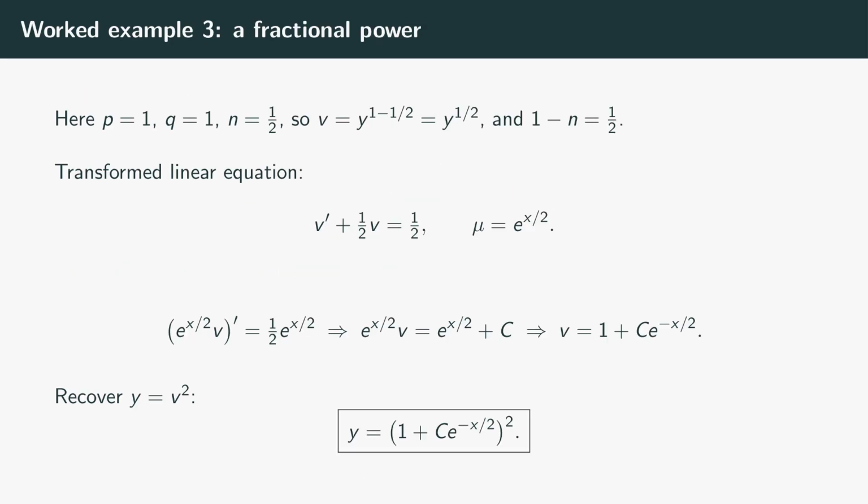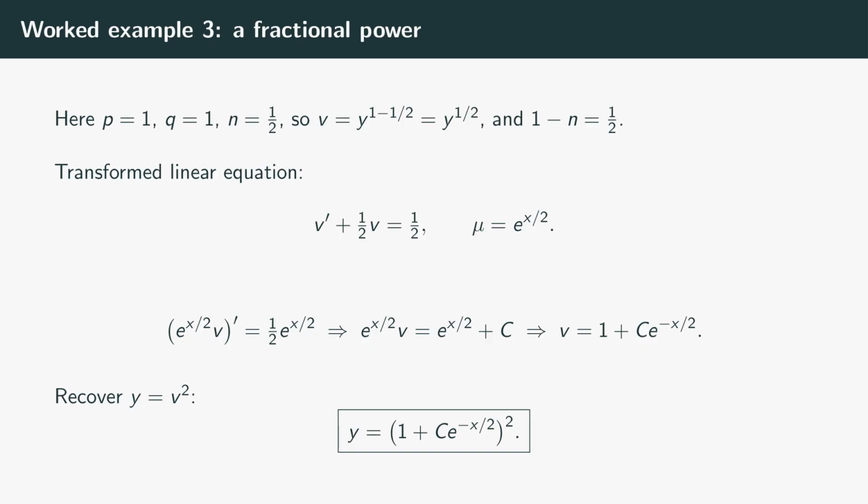One more, to show the method handles fractional powers without complaint. The equation is y prime plus y equals the square root of y, that is, y to the 1/2. So P is 1, Q is 1, and n is 1/2. The substitution is v equals y to the 1 minus 1/2, which is y to the 1/2, the square root of y, and 1 minus n is also 1/2. The transformed linear equation is v prime plus 1/2 v equals 1/2. The integrating factor, with coefficient 1/2, is e to the x over 2.